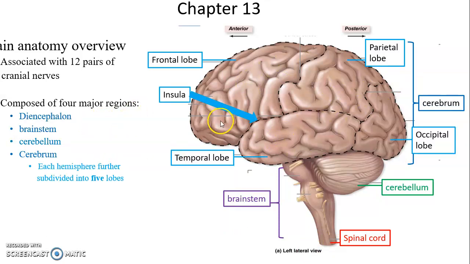Now the cerebrum is broken up into 5 lobes. 4 of them you can find toward the surface of the brain, which includes the frontal lobe, which is anterior and inferior to the frontal bone, the parietal lobe, which is partially protected by the parietal bone, the occipital lobe toward the back or posterior side, which is partially protected by the occipital bone, the temporal lobe, which is lateral, which is partly protected by the temporal bone. Those are the 4 toward the surface. And then deep within this crevice, you can find the insula. So 5 lobes per hemisphere of the cerebrum.